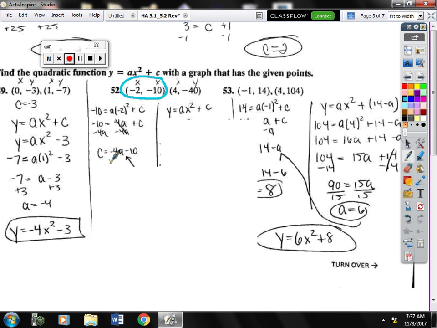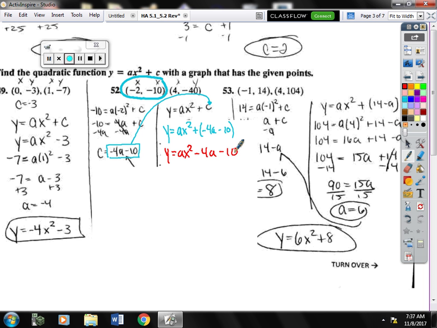Now c is not a number, it's an expression. So we're going to recopy the formula, y equals ax squared plus c. And we're going to substitute in this expression for c. So we'll get y equals ax squared plus negative 4a minus 10. And then you can simplify. If you distribute a positive in there, it doesn't really do anything. So it'll just be ax squared minus 4a minus 10. So what makes that nice is we no longer have two variables, a and c. We just have a now.